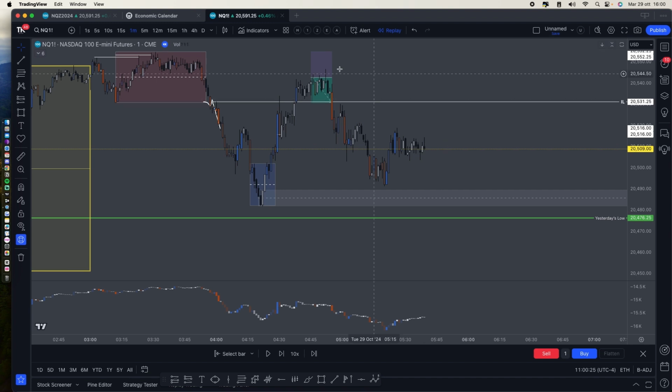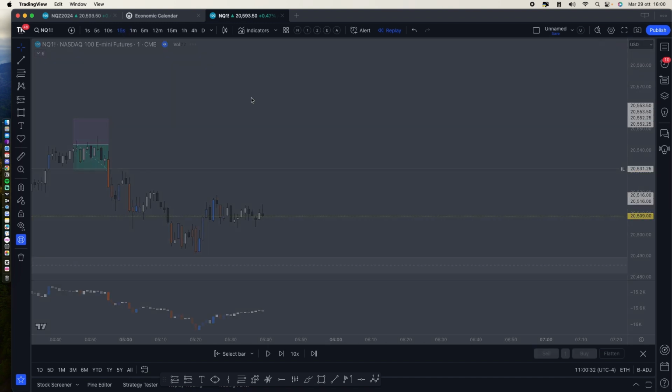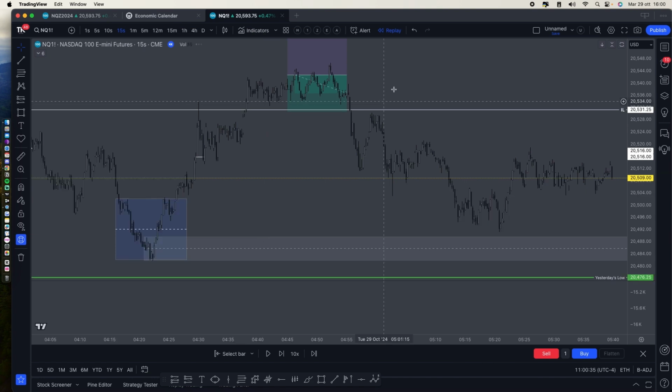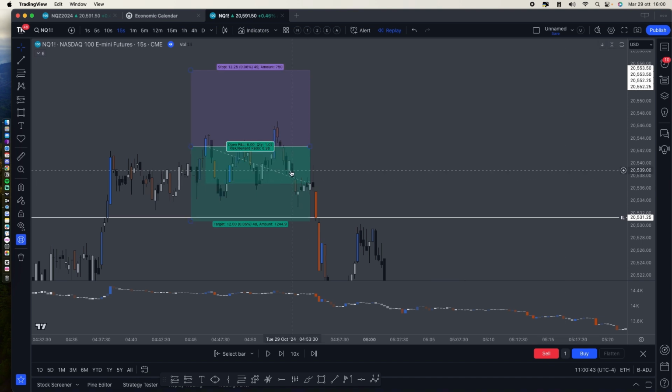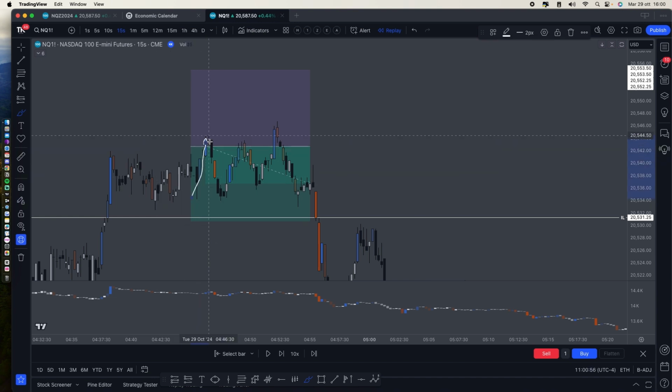And here we have the same thing. We have a manipulation, okay, and then we have a strong displacement. So what are we looking for here? We are looking for trapped buyers. And where are the trapped buyers? Here, they already got tested. Here we have another trapped buyers leg that begins here, and is not being retested until here. Okay. Price broke this high, retested the zone, now retested again, and went down with a strong displacement.